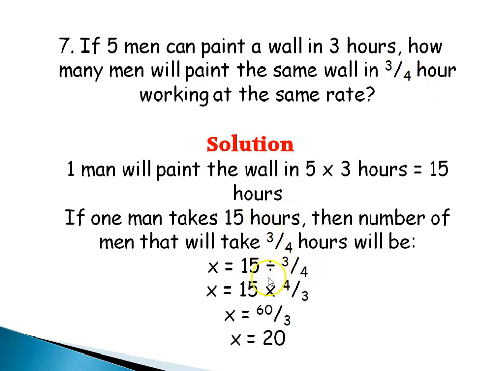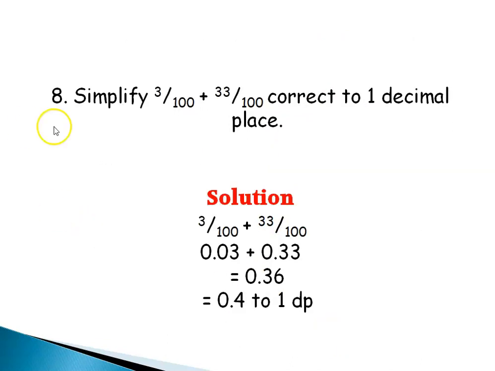And then I'll change my division to multiplication. My denominator becomes my numerator, and my numerator becomes my denominator. So 15 times 4 divided by 3. Is that taken? 15 times 4 is 60 divided by 3. 60 divided by 3 is 20. So what this is trying to tell us is that 20 men would take 3/4 hours to do the same work at the same rate. Is that taken? Good.